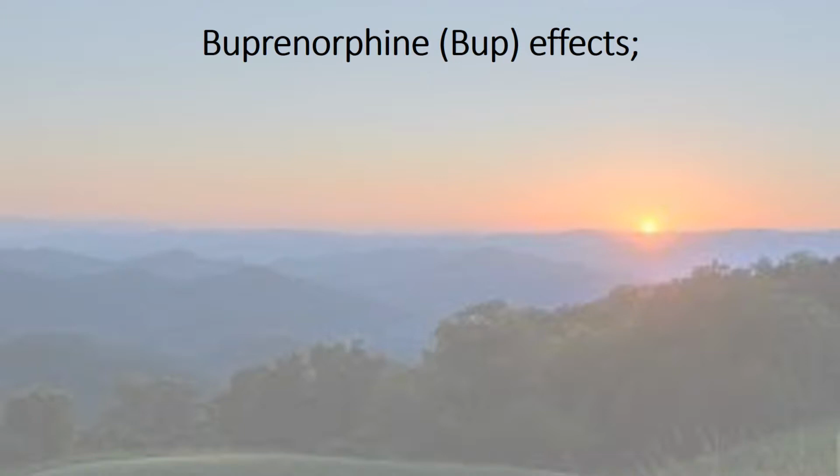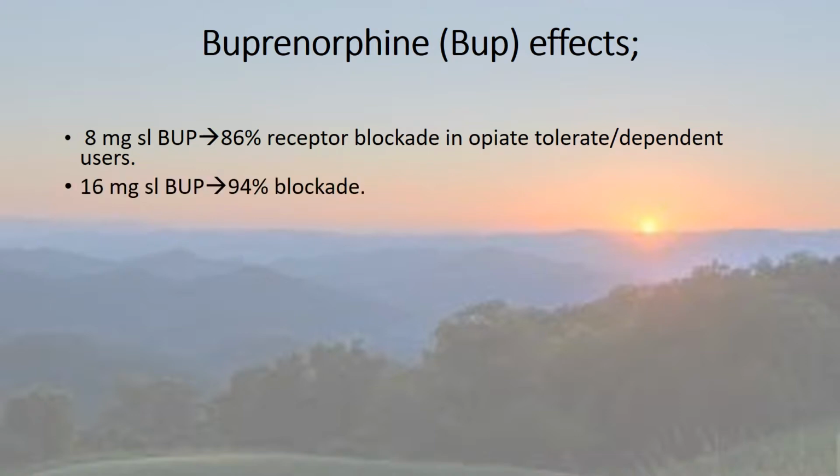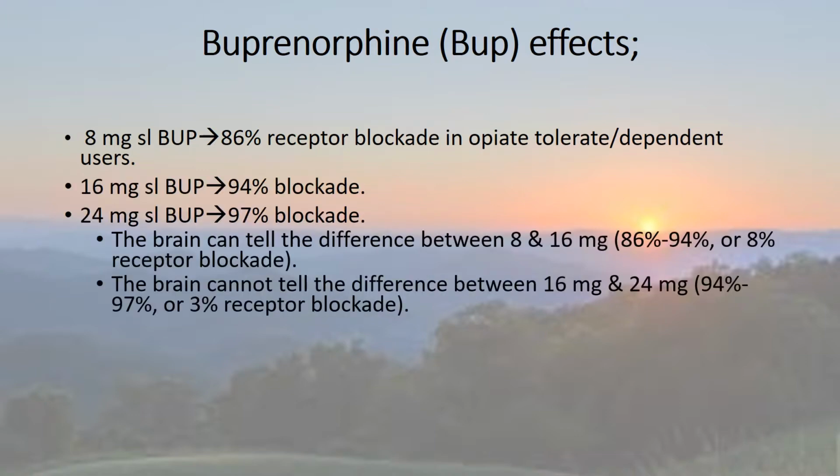Remember, buprenorphine blocks the euphoric effect of opiates. They sure don't make heroin like they used to.